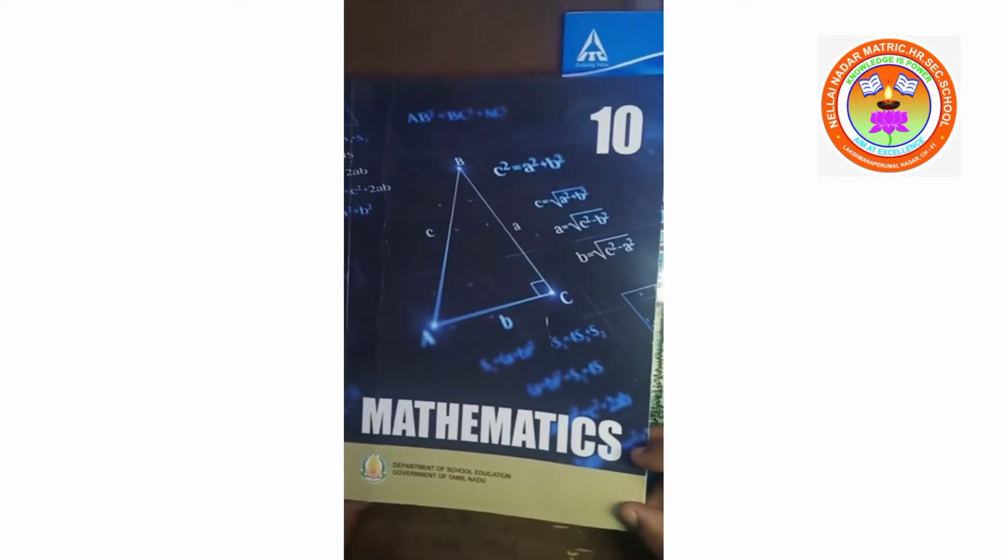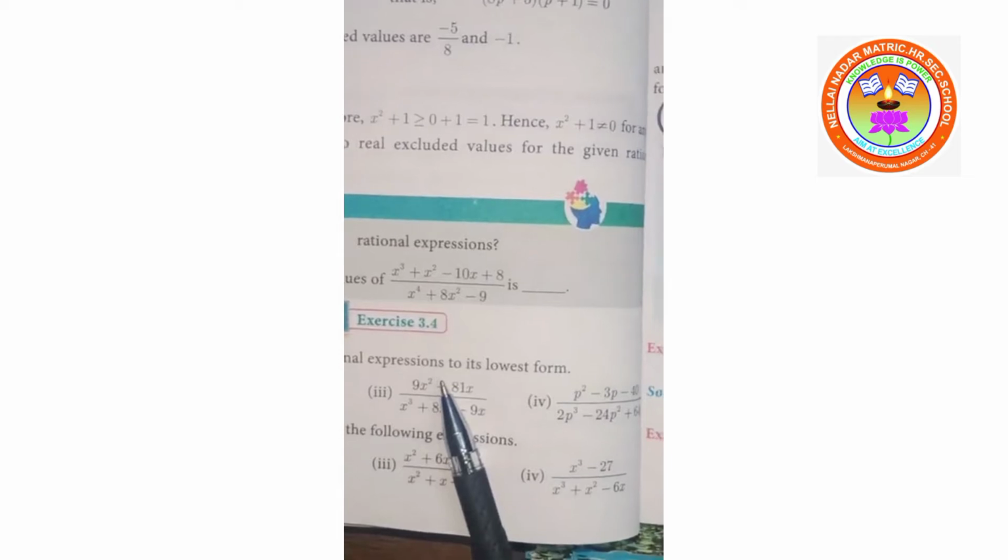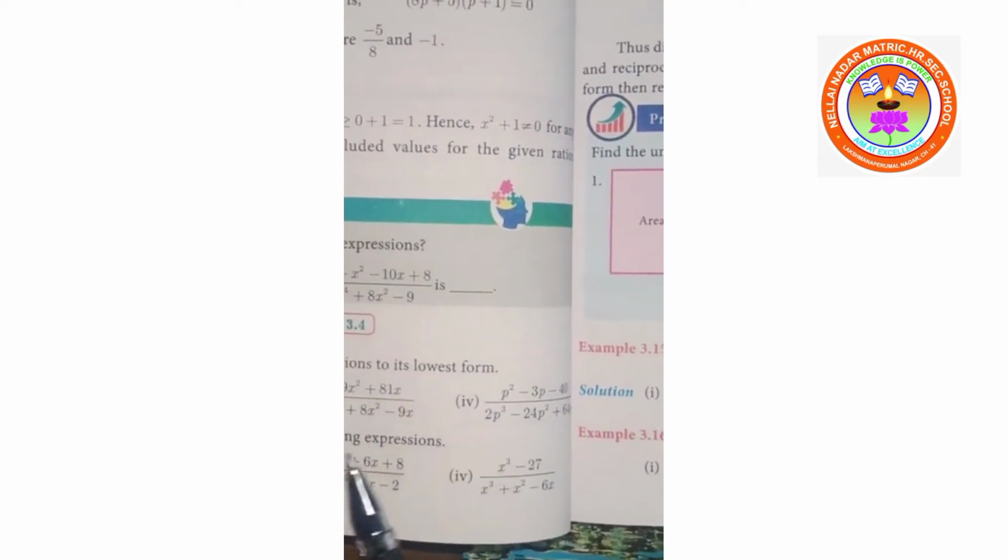10th standard mathematics chapter number 3. Now exercise 3.4. Reduce each of the following rational expressions to its lowest form. That means you have to simplify. Totally 4 subdivisions are there.